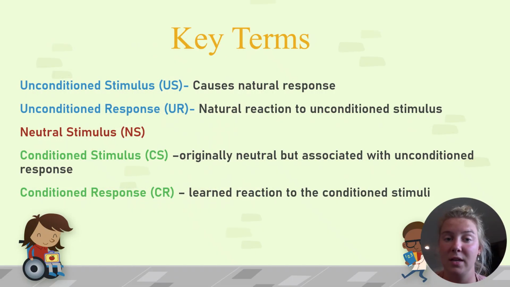Before we dive into Pavlov's experiments, I just wanted to go over a couple key terms so that we can better understand his experiment. First off, we have the unconditioned stimulus, which is something that causes a natural response. Then we have the unconditioned response, like we discussed earlier. This is a natural reaction to the unconditioned stimulus. We have the neutral stimulus. And then we have a conditioned stimulus, which is something that was originally a neutral stimulus, but then became associated with that unconditioned response. And then finally we have the conditioned response, which is a learned reaction to the conditioned stimulus.